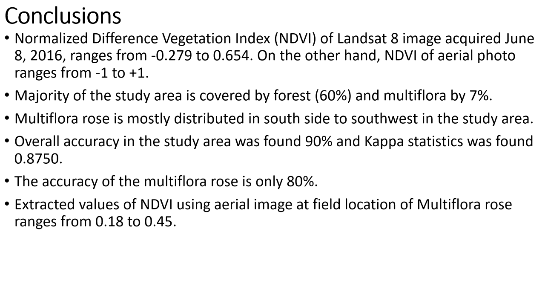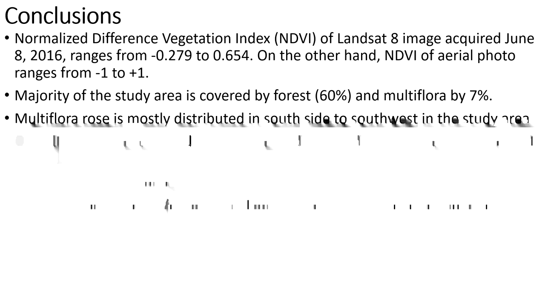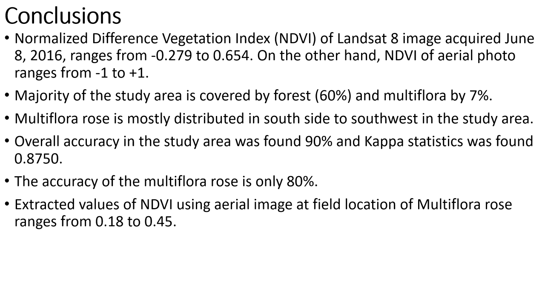And in conclusion, I calculated the normalized difference vegetation index, the NDVI. Throughout the study area it ranged from -0.279 to 0.65, while the aerial photo NDVI is just -1 to 1 on average. The majority of the study area is covered by forest, and multiflora rose is only covered by 7%, and the overall kappa estimate is 0.8. That's the accuracy I already told, around 80%. For multiflora, I was only able to classify 80%.